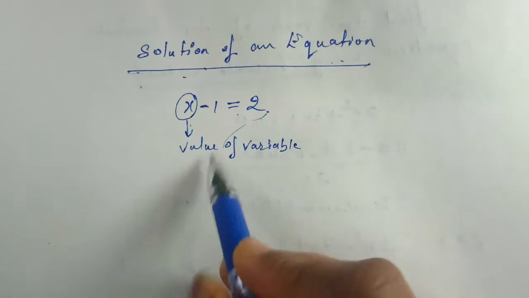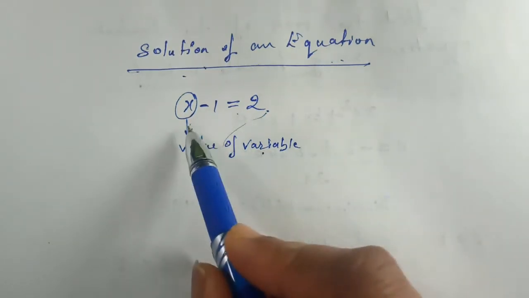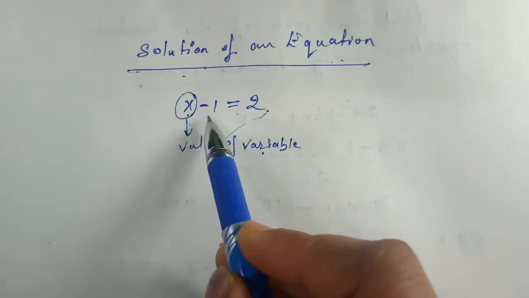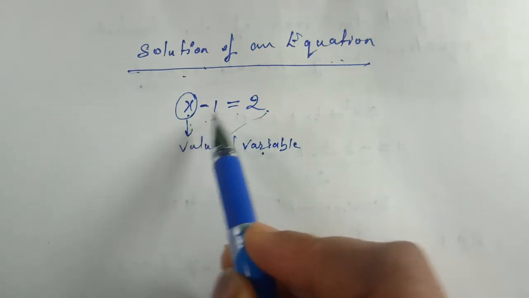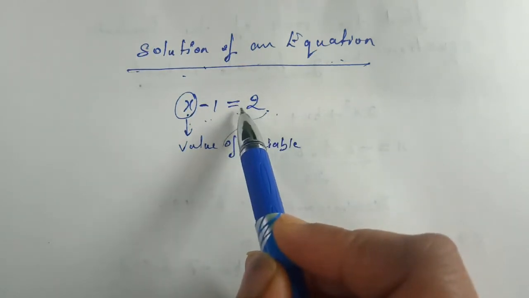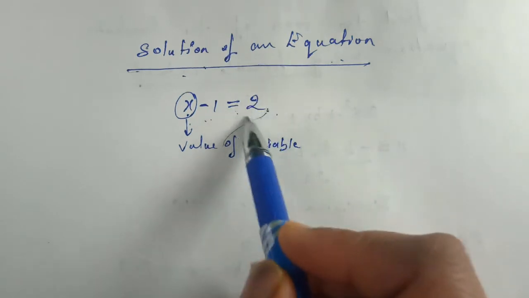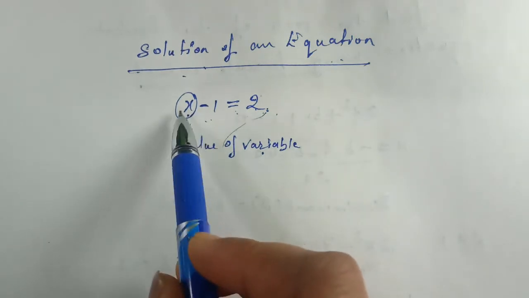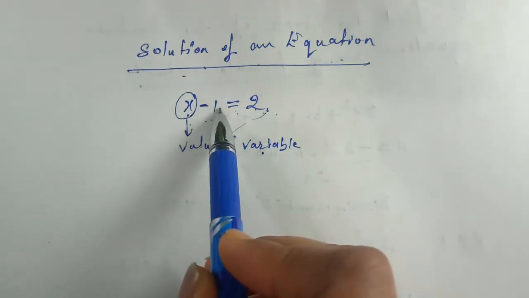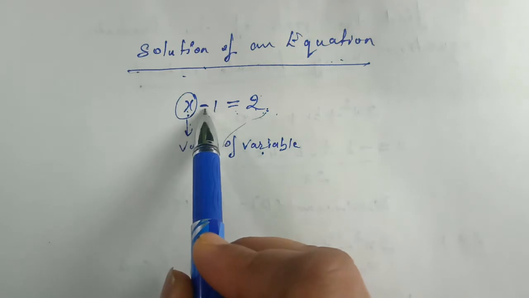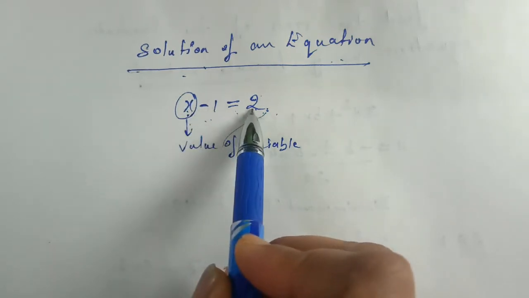And which value of the variable? That value of the variable, substituting which and doing the calculation, we will get the left hand side equal to the right hand side, because here is the equal symbol. On the right hand side we are observing the number 2. Here is no variable, but on the left hand side we have the variable x minus 1. If we use the trial and error method, we have to think what number 1 should be subtracted from so that we get 2.